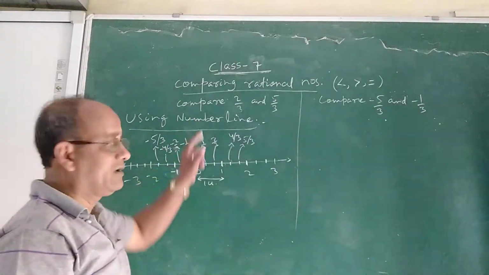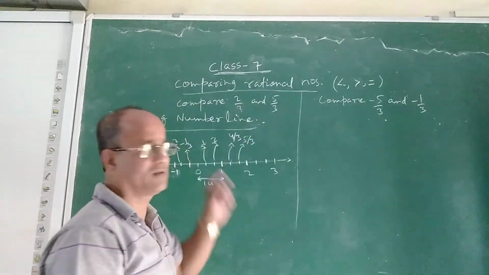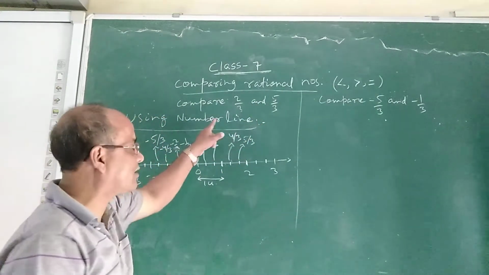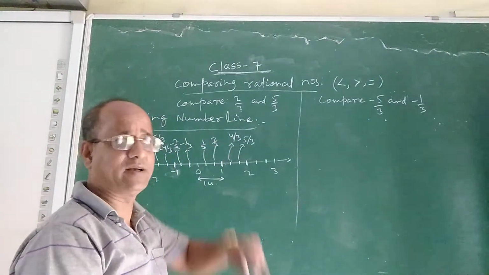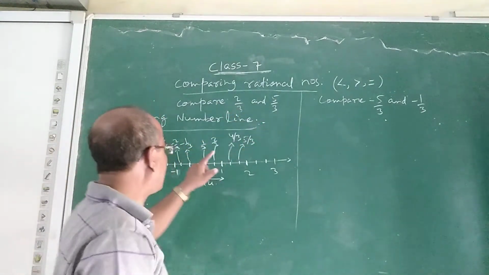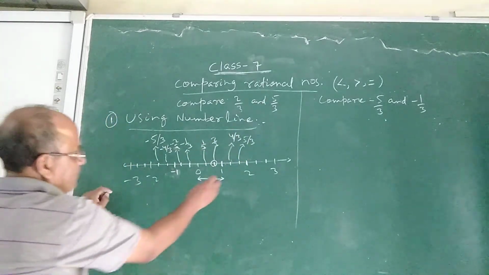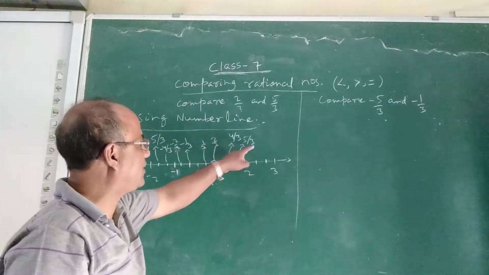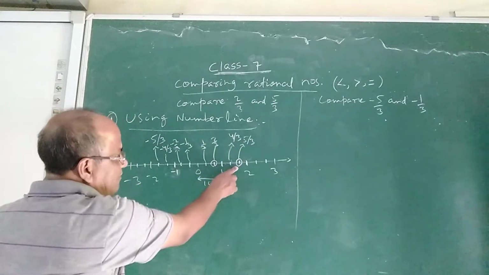So what I want to say is, first you draw the number line and represent these rational numbers on it, because you want to compare these two. Since you are comparing using the number line, you must first represent the two rational numbers. Now, this point is 2 by 3, and where is 5 by 3? 5 by 3 is this one. This point represents 2 by 3 and this point represents 5 by 3 on the number line. Now how to compare? Look at this 5 by 3.